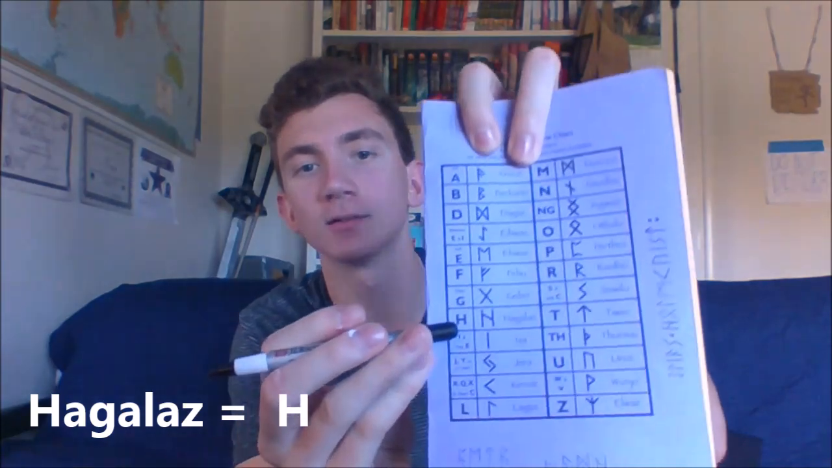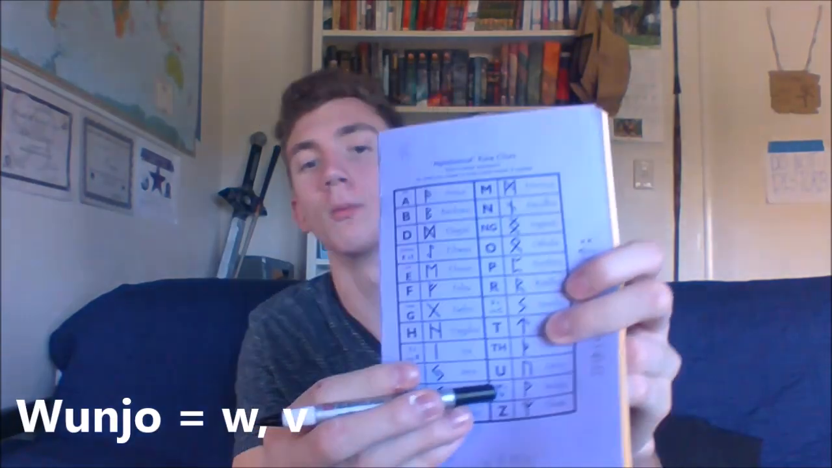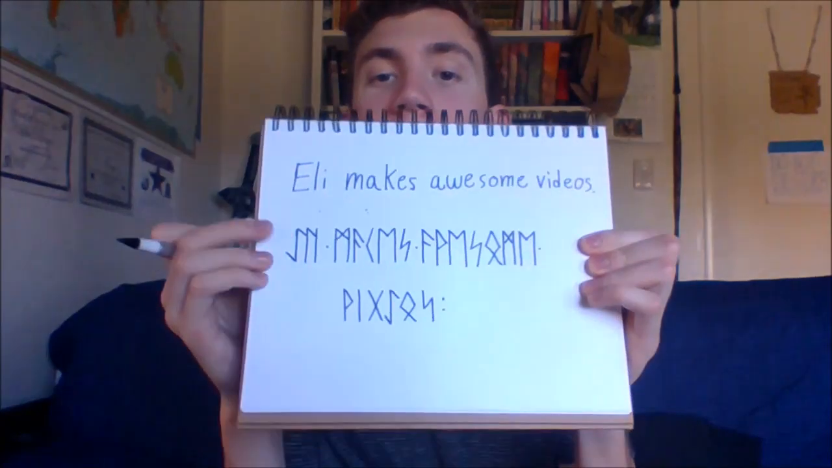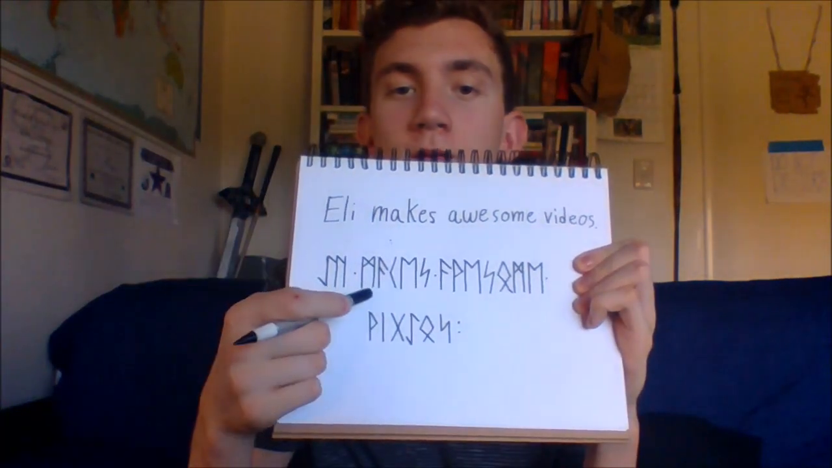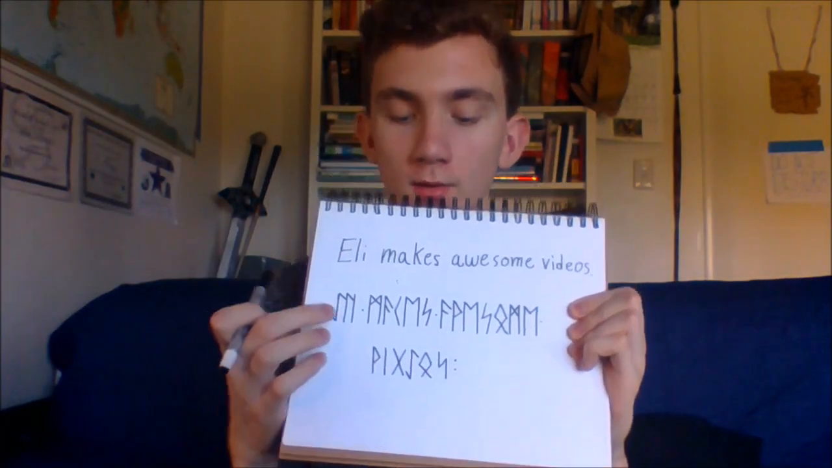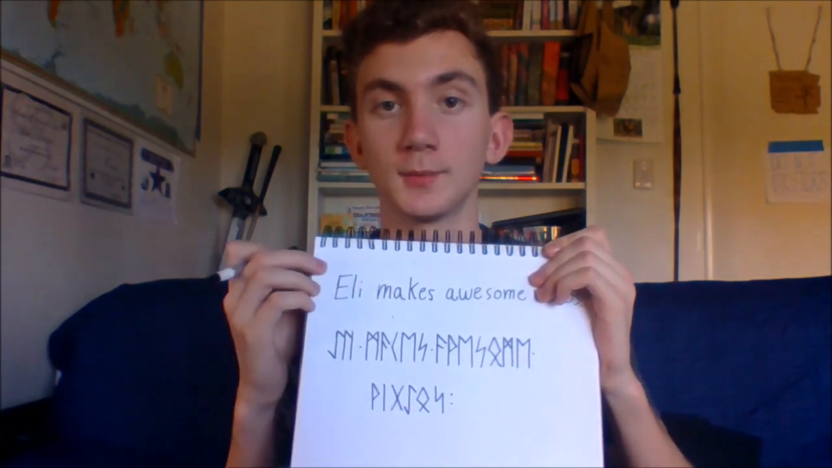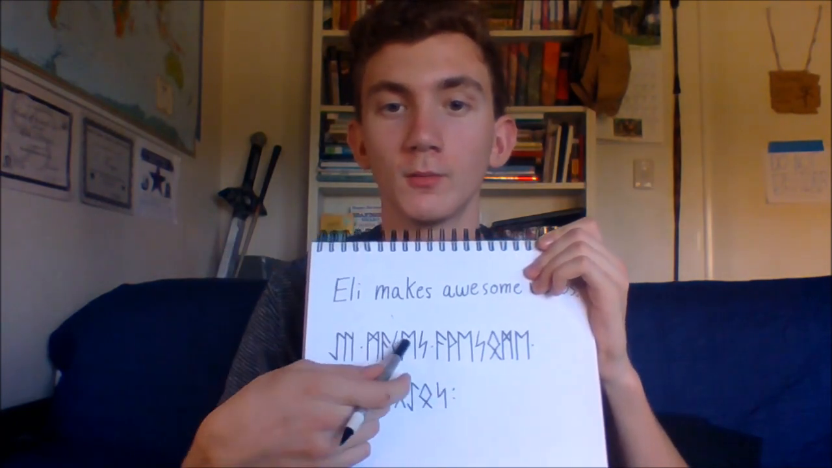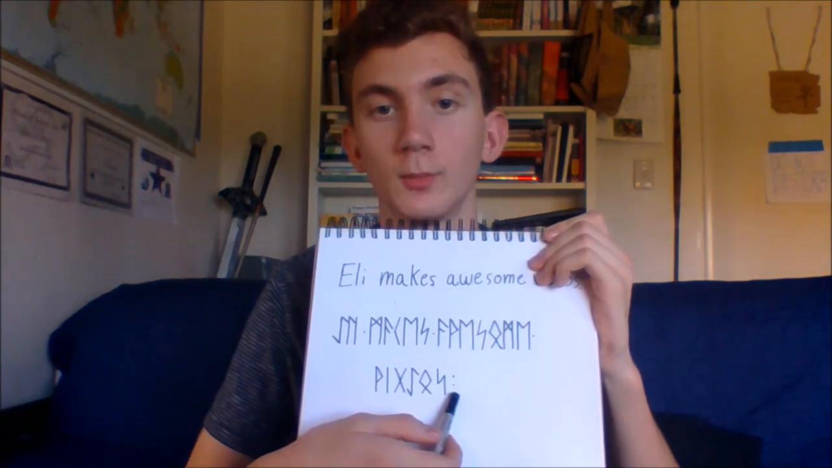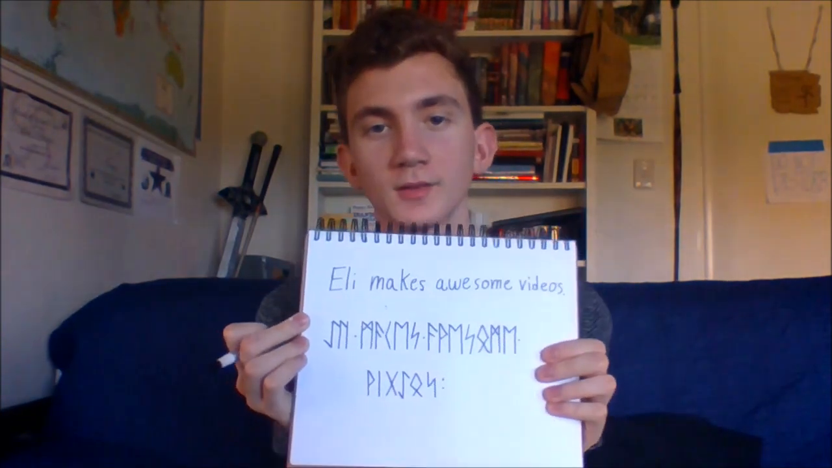Like, there's a thing called Hagalaz. Oh, that means I skipped Wunho. Looks like a P, is actually a W and a V. So what do you know? There's a W there. Here we go. We have the finished version. Eli makes awesome videos. And so when you want to put a space in between words, you just put a dot in the middle. And then to finish off the sentence, the double dot. That's how you write the sentence.